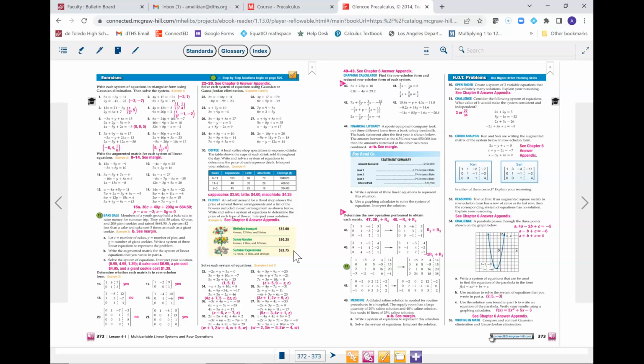42. Okay, I could barely make out any number. 29? Okay, why don't we start with 29?